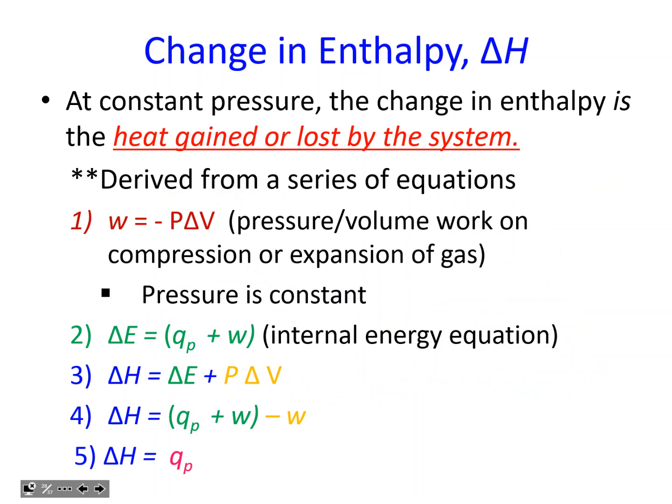Okay, so I just put this in here not because you really need to utilize this for any kind of problems or anything, but some math-savvy people like to know where these equations are derived from. So the change in enthalpy, or delta H, also known as heat of reaction, at constant pressure is the heat gained or lost by the system. It is derived from a series of equations. One of them is work equals the negative pressure times the change in volume. And that is the compression or expansion of a gas.